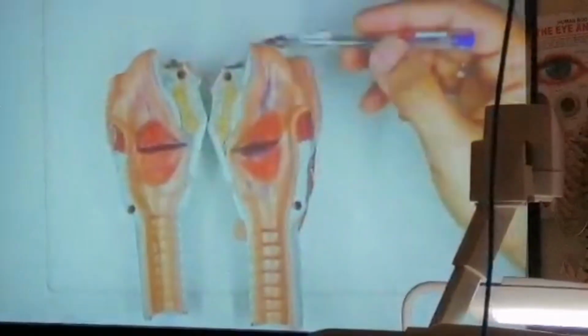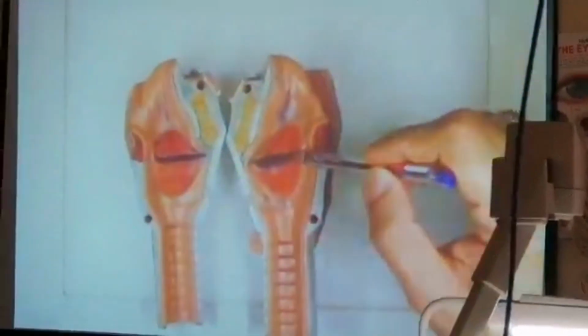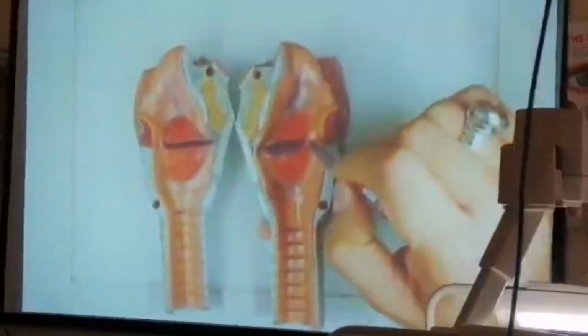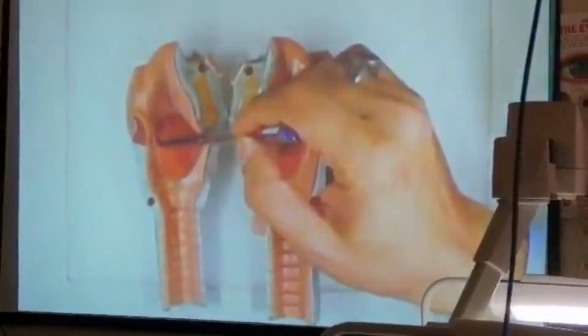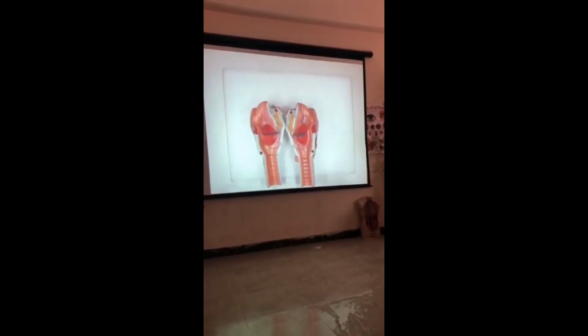It's divided into three parts. The upper part located between the laryngeal inlet and the vestibular fold.